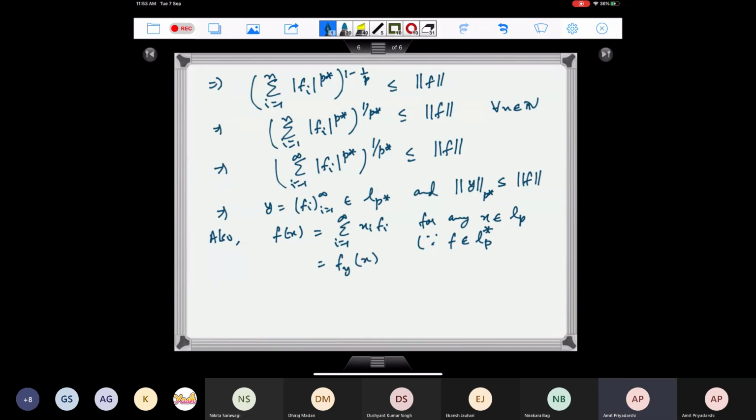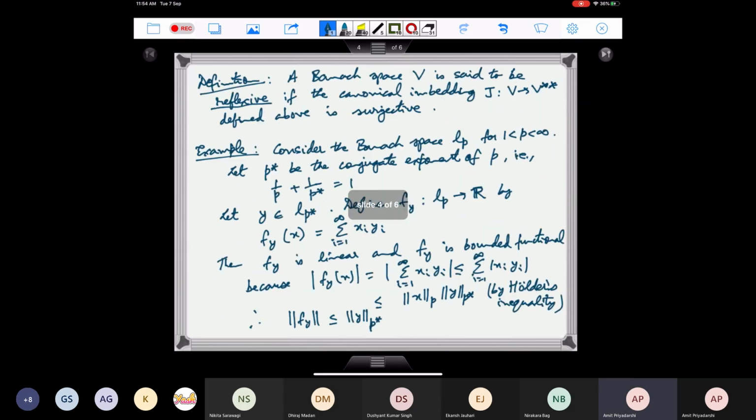So this is equal to f sub y of x. How is f sub y defined? That is equal to the summation xi yi, but yi is the same as my fi. So this is equal to f sub y of x. This is true for every x, so this implies that f is equal to f sub y. And so this also implies the norm of f is the norm of f sub y.